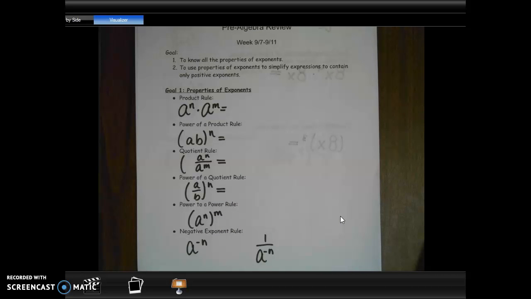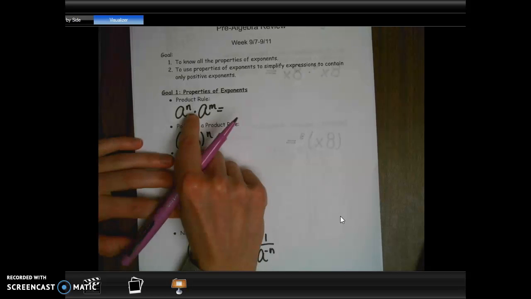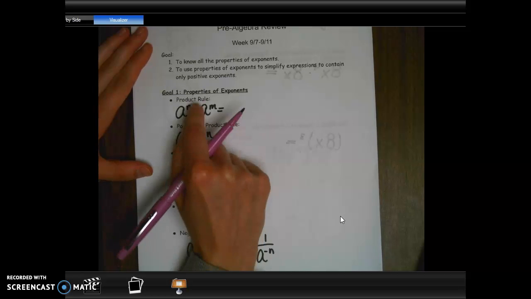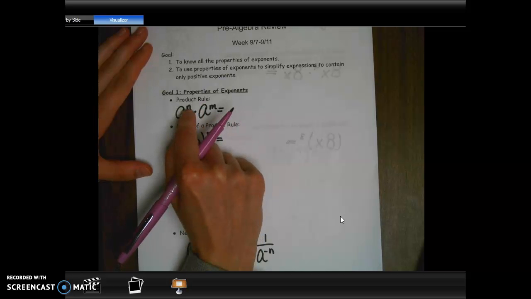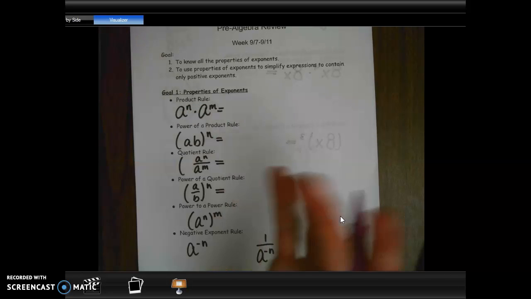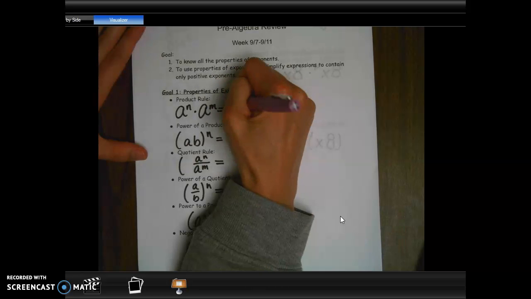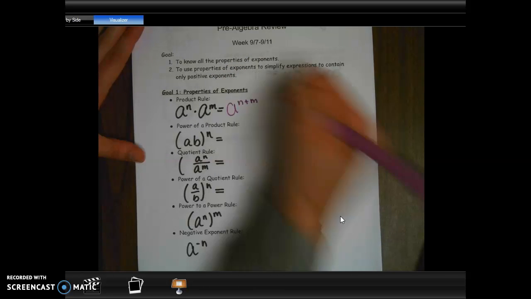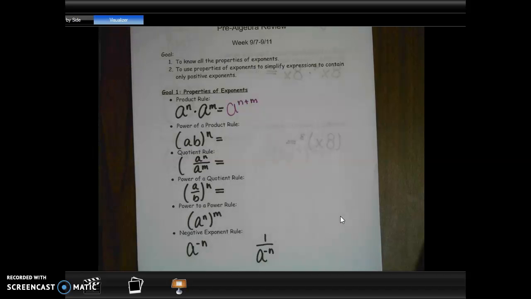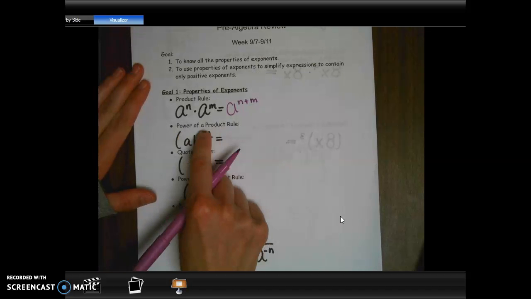So our first one we have here is the product rule. And this means multiplication. So anytime we're multiplying a set of exponents that have the same base, we're going to take the powers and we're going to add them. Like so. Okay?